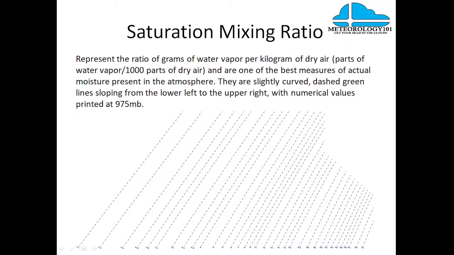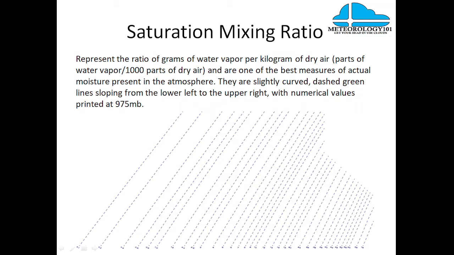All right, saturation mixing ratio, those are the dashed lines. Now this represents the ratio of grams of water vapor per kilogram of dry air. Basically, the parts of the water vapor per 1,000 parts of dry air. So on a standard atmosphere, remember everything on this chart is standard, and they're one of the best measures of actual moisture present in the atmosphere. So they're slightly curved. It's a little hard to tell, but they are curved. Dashed green lines sloping from the lower left to the upper right, with numerical values printed at 970 millibars.